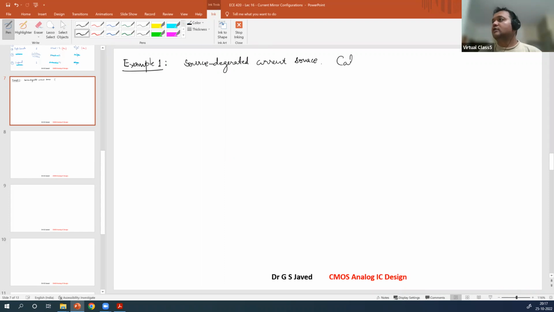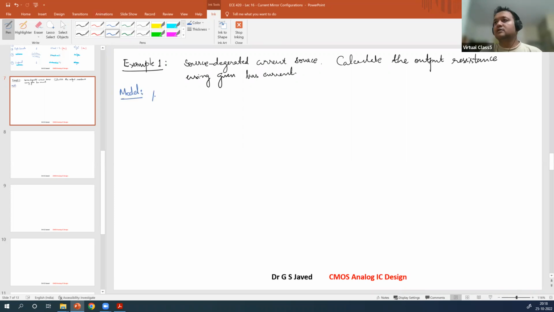What you need to do is calculate the output resistance using the given bias current. So what are the values that are given? You have a model given here. So here are the model details.